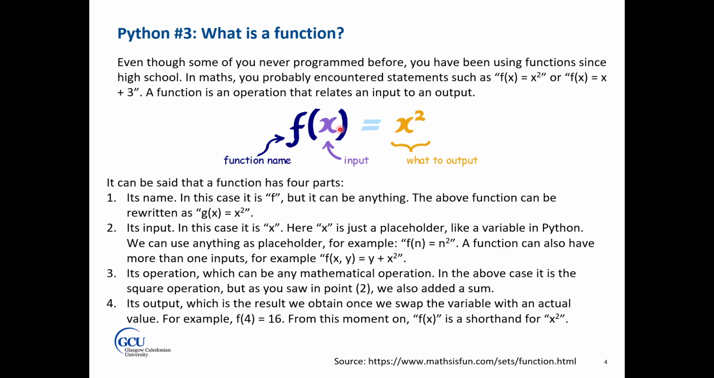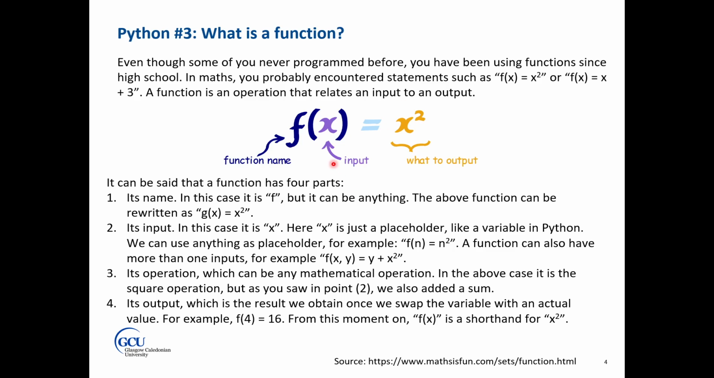And then you have the input, which in this case is x. And as I say here, it can be x, it can be y, it can be a, it can be anything. And then you have the actual operation that the function is encapsulating. In this case, it's x squared. But it can be like x + 2 or the square root of x. It can be anything that you can write in maths. And finally, you have the output, which is what this calculation is going to return.